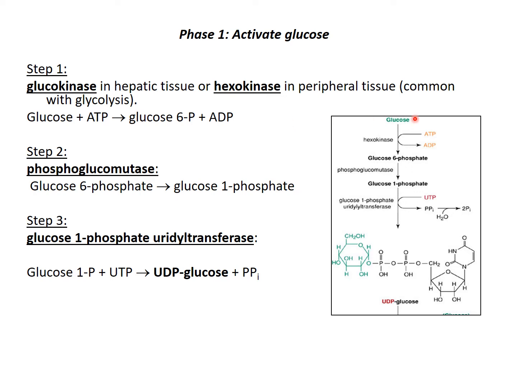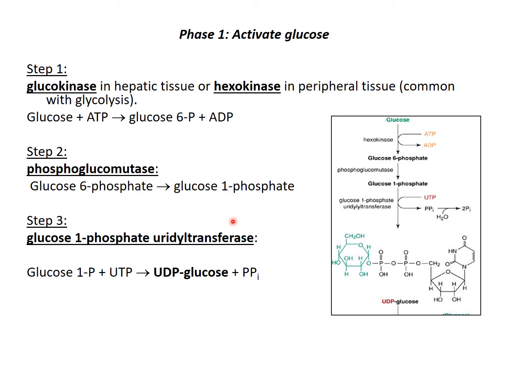All right. Now, how do we synthesize glycogen? What do we do after the first glucose is bound to glycogenin? We need to activate the glucose. You remember, every biomolecule that we want to enter into a pathway needs to be activated. So we activate through hexokinase, glucose 6-phosphate will be produced.